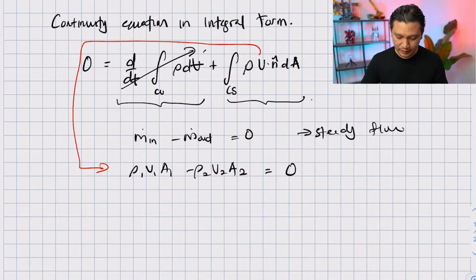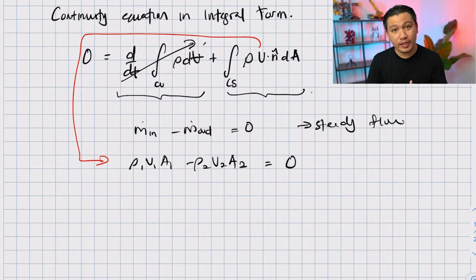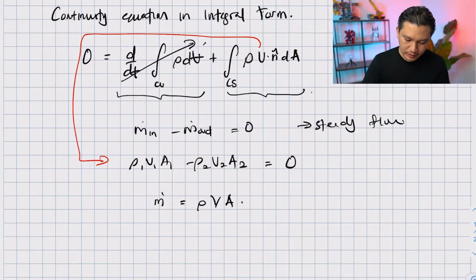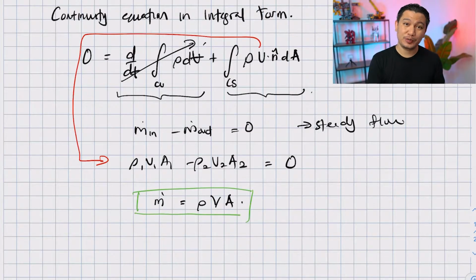Okay, and we know from this equation that if the flow is steady, the mass flow rate m dot is equal to rho times velocity times area. This is a very important equation because we are going to use it a lot when we derive the continuity equation in differential form. So now let's take a look at the continuity equation in differential form, which is the topic for this video.